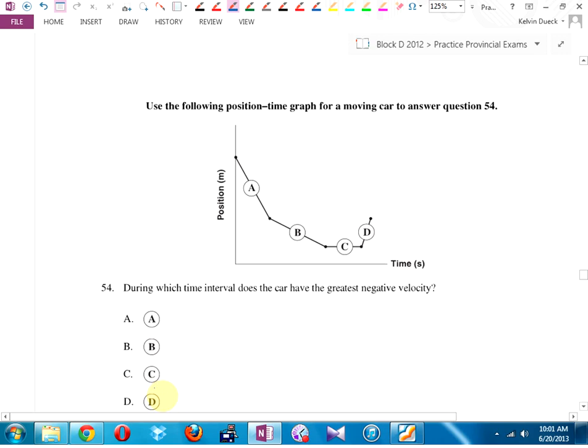During which, number 54, during which time interval does the car have the greatest negative velocity? Steepest negative slope. A.